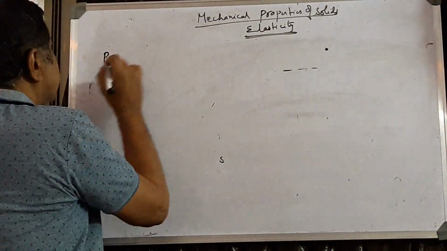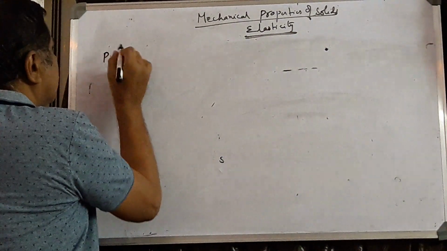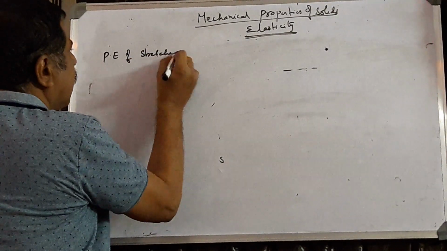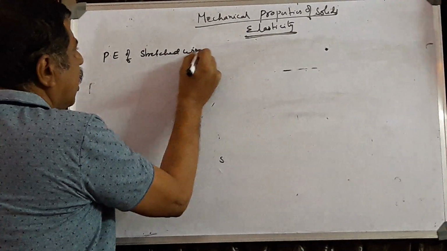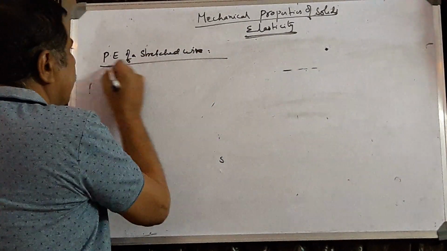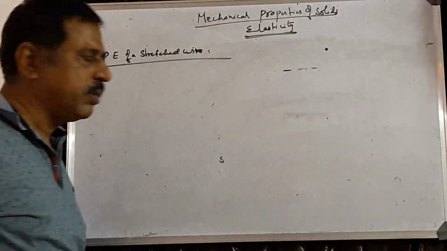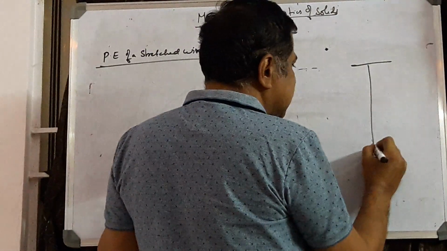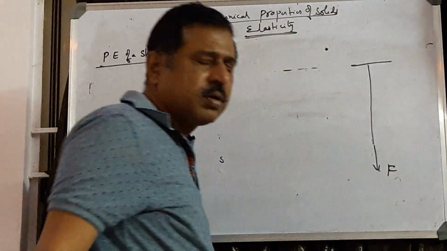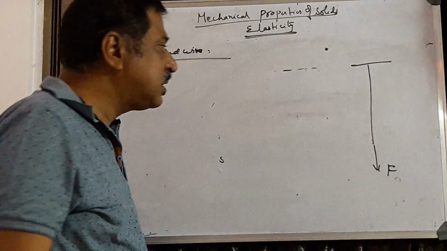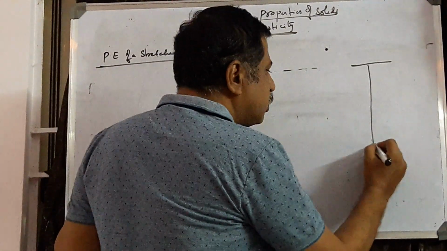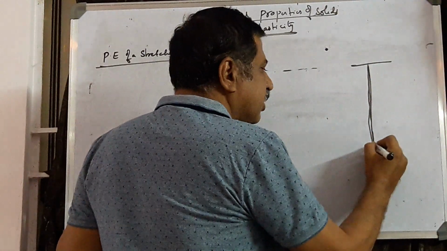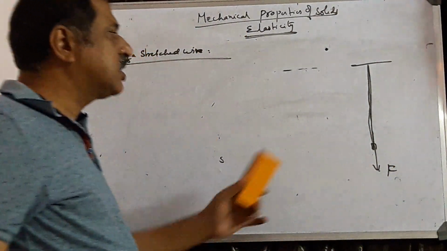Potential energy of a stretched wire. What is meant by the potential energy of a stretched wire? For example, if you take a wire and it is stretched by an external force, what happens? There is an increase in length. That means we must do some work against the restoring forces present in the wire. That work done is stored as potential energy in the wire.